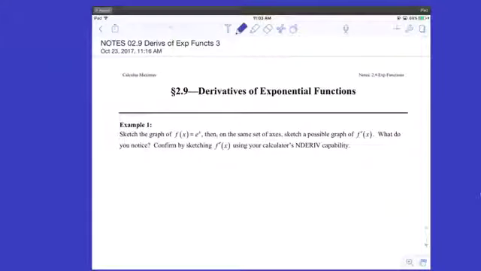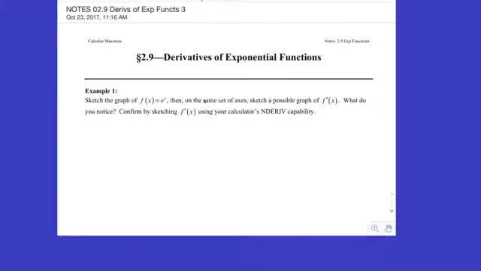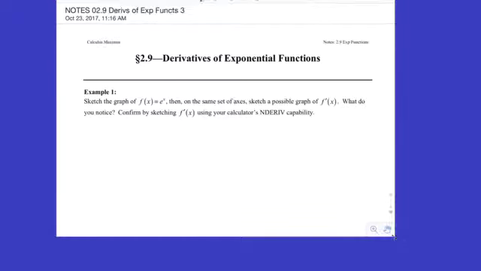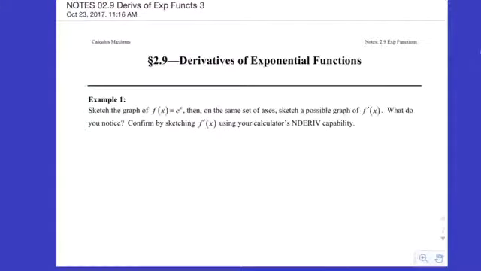Okay, so 2.9 is our second to last section in Chapter 2. We have two more derivative rules to learn. And they're not really rules so much as derivatives of specific types of functions. We've got exponentials and logarithms. And so today we're going to look at exponentials.